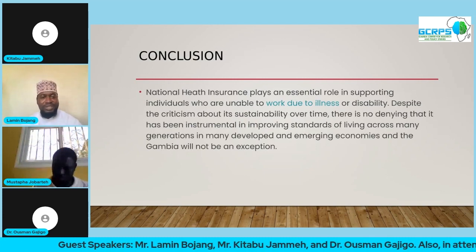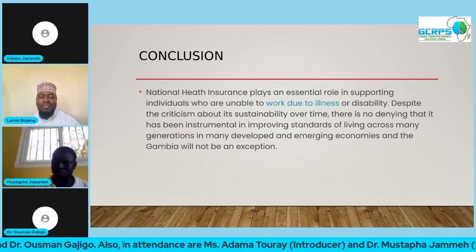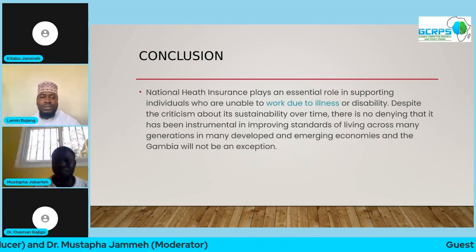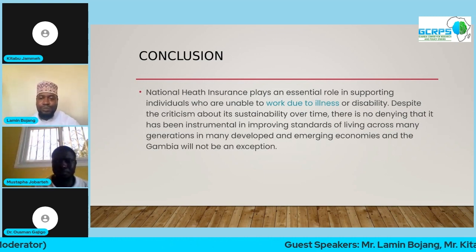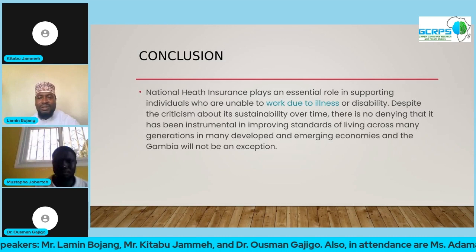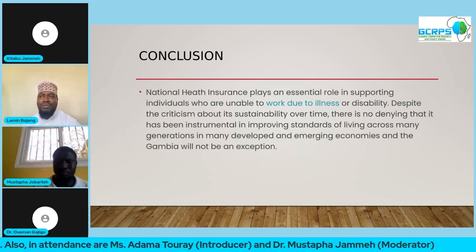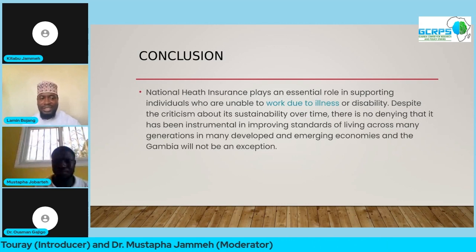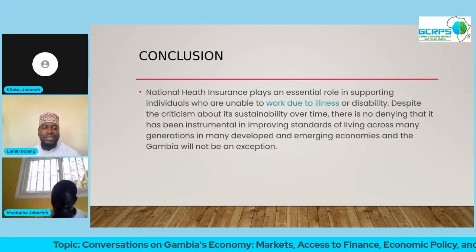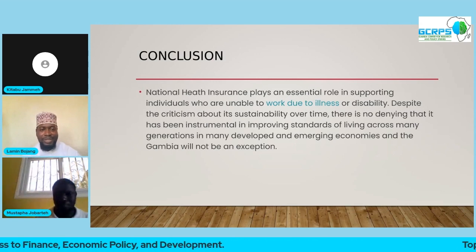So in conclusion, since the presentation is a 30-minute one, national health insurance plays an essential role in supporting individuals who are unable to work due to illness or disability. Of course, we are cognizant of the fact that despite the criticism, there is no denying that it's important in safeguarding the standard of living across many generations. And we believe that Gambia will not be an exception when it's fully operational. As I said earlier on, it's in a pilot phase. We believe that will help to be a sort of stabilization in terms of the health benefit of the poor. So I will stop here for the time being.